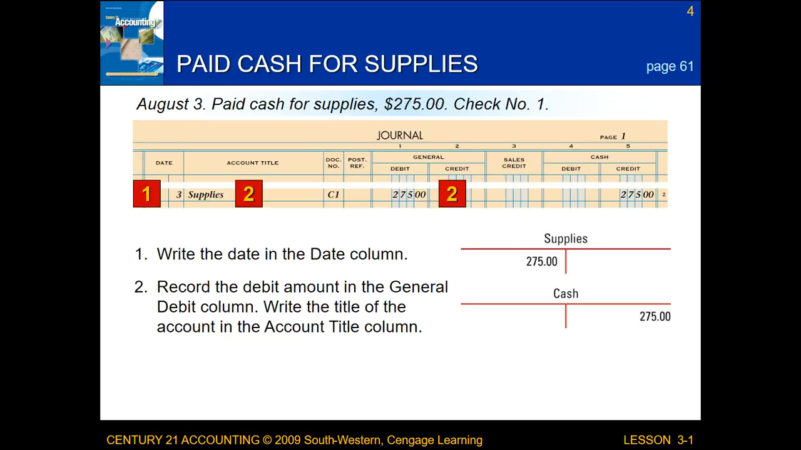Step 2 is to record the general debit amount. And since it was to supplies, which does not have a special column, I need to go ahead and put it in the general debit column. Step 3 is to write the credit amount.